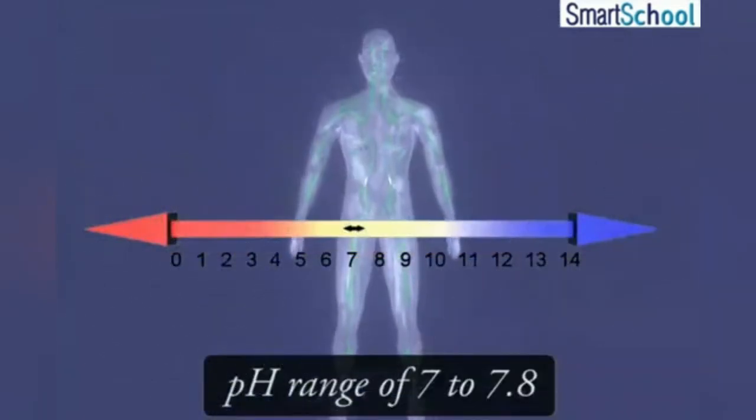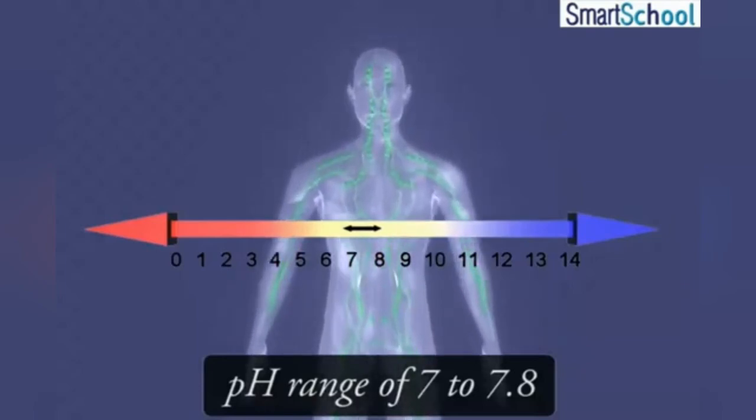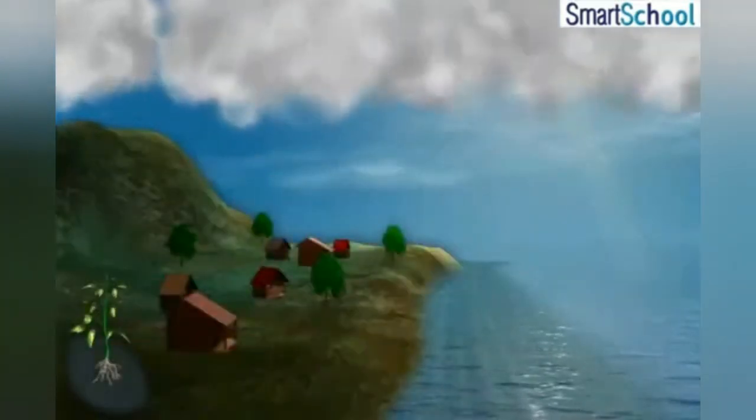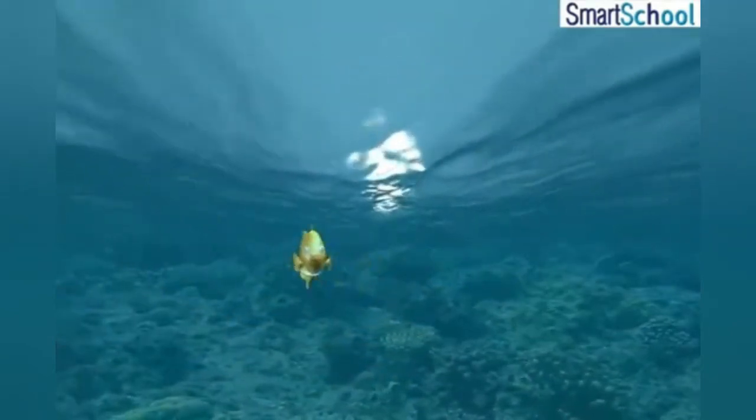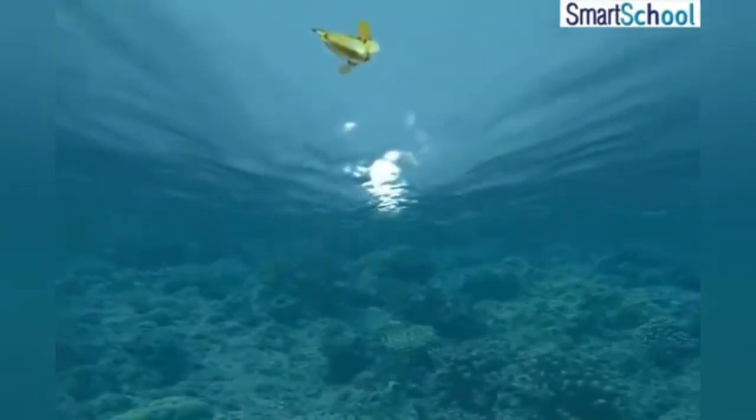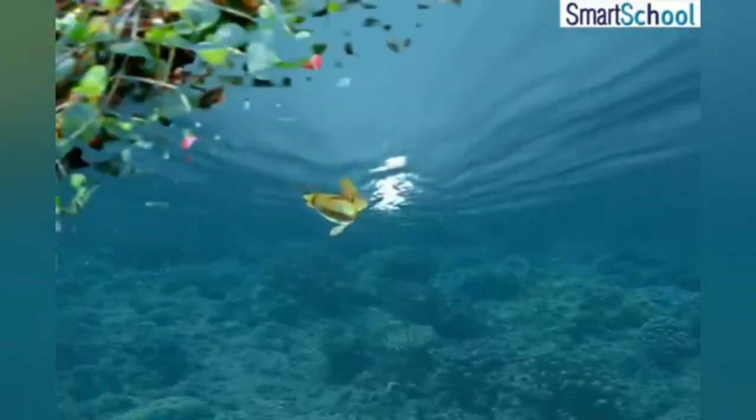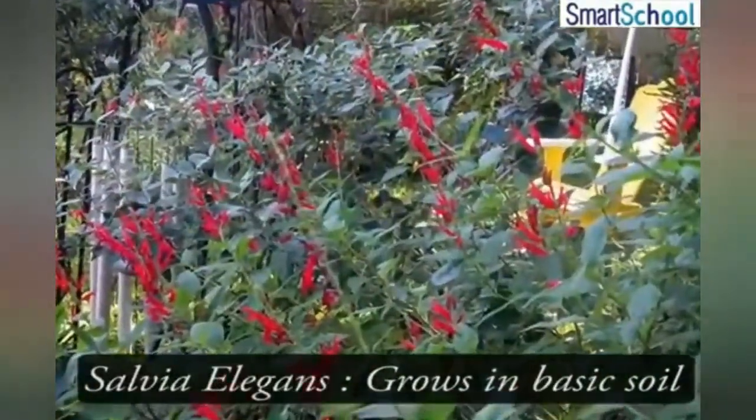Our body works within the pH range of 7 to 7.8. The pH of acid rain is 5.6. When the water from the acid rain flows into rivers, it lowers the pH of the river water, which causes lots of damage to aquatic life. Plants also require a specific pH range for healthy growth.